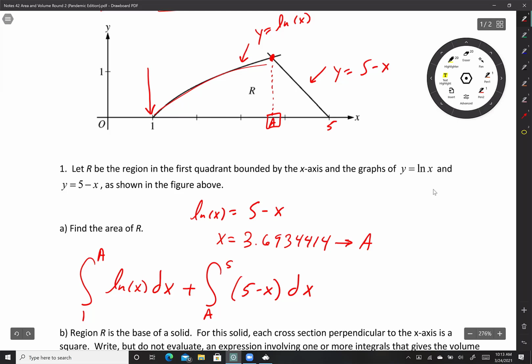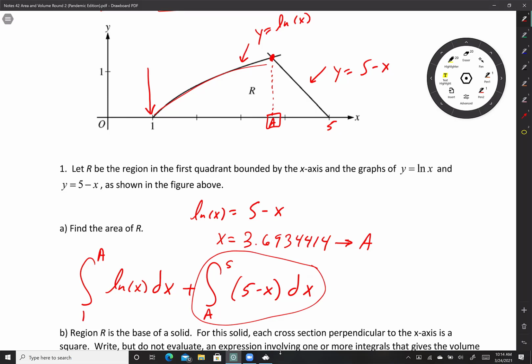I know this is a triangle, and maybe you're like, do 1/2 base times height. Yeah, I can, but I don't want to because of that A. If A would have been a nice integer, I would have just done 1/2 base times height, but I don't want to do 5 minus A times half times whatever ln of A is. So I'm just going to go ahead and type it in the calculator, guys.